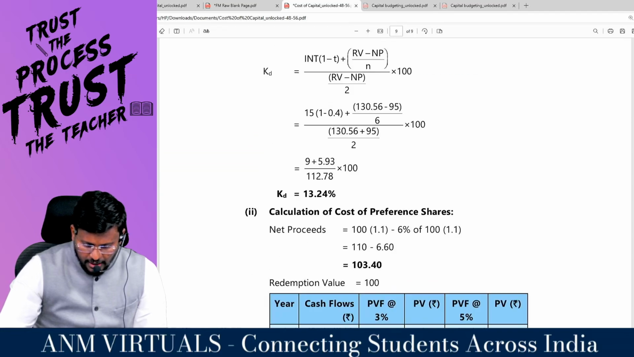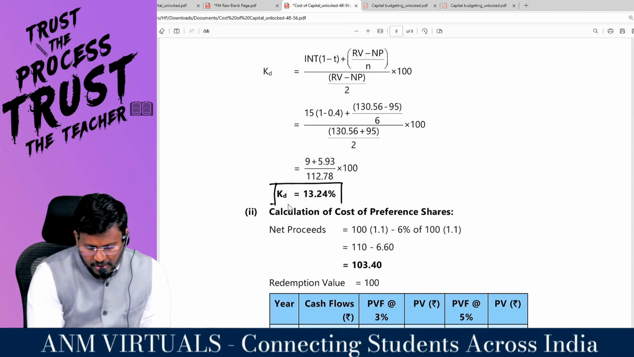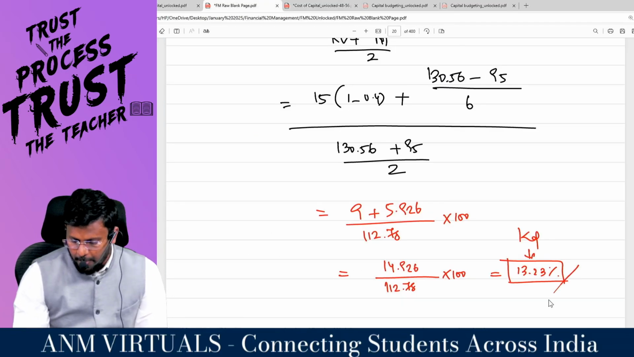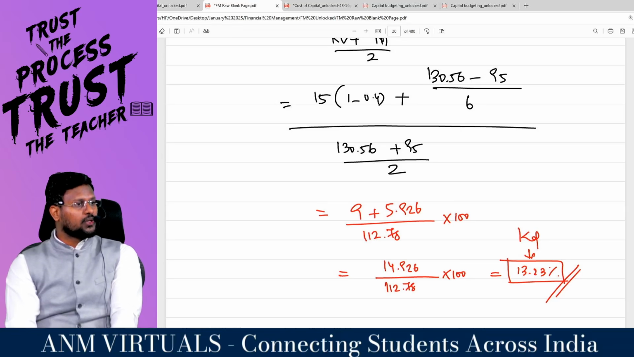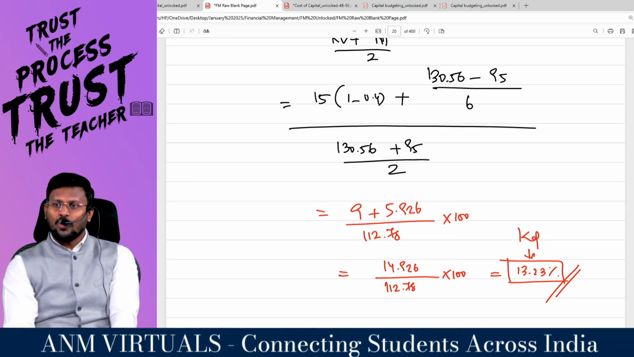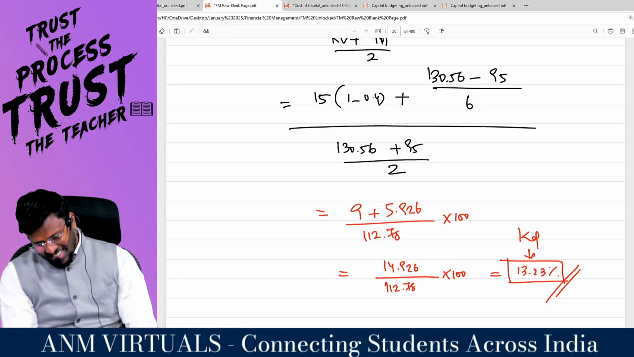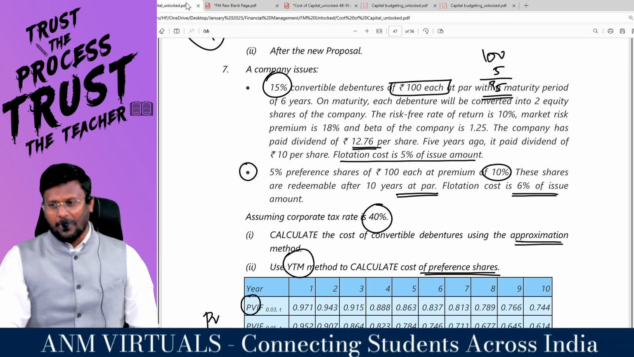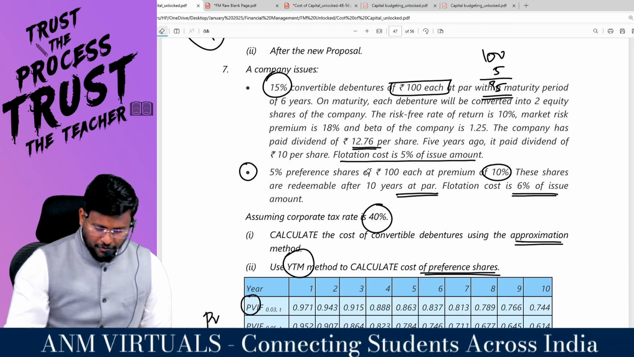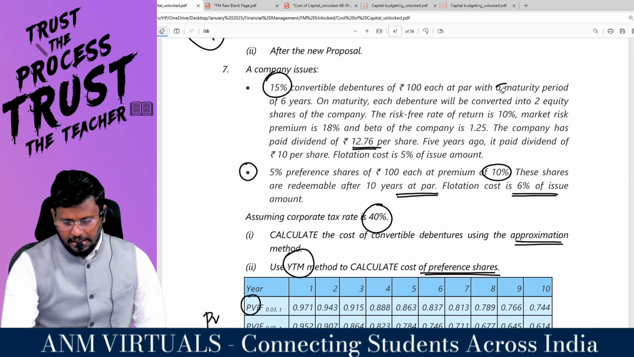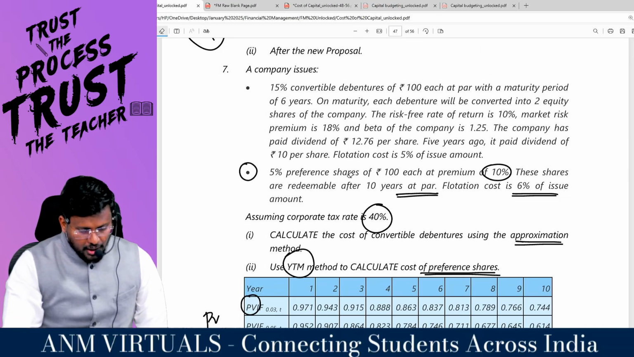As per what method? Approximation? That's what they have written as 13.24 percentage as the Kd. As per approximation, we get 13.23. Hello. Very comfortable. Pakka, sir. Fine, sir. They need one more part. So now you read the first part of the question. You'll be able to appreciate or understand that in a much better way.